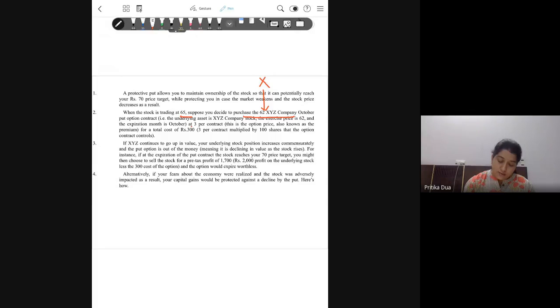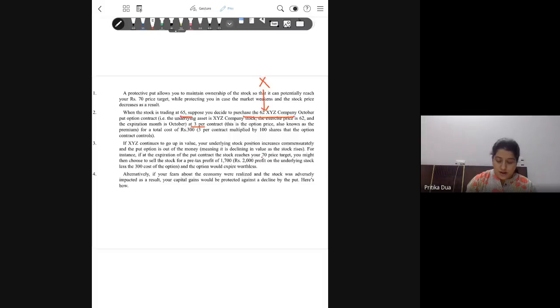Now, assuming that on the expiry date, your stock indeed reaches 70 rupees, which was your target also. Now, on the share, you have made a profit of rupees 20, because you bought the share for 50 rupees. Now it is selling for 70 rupees. You have a total of 100 shares. So your net profit on this combination strategy will be 70 minus 50 into 100.